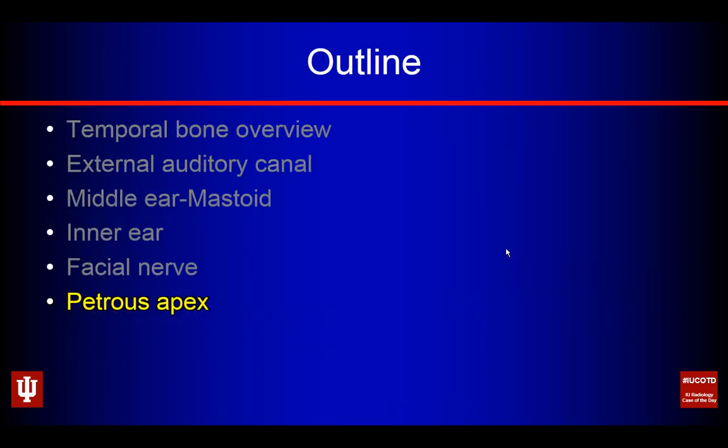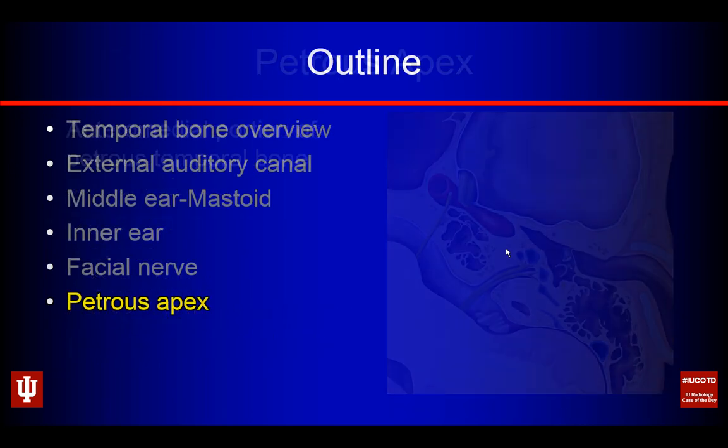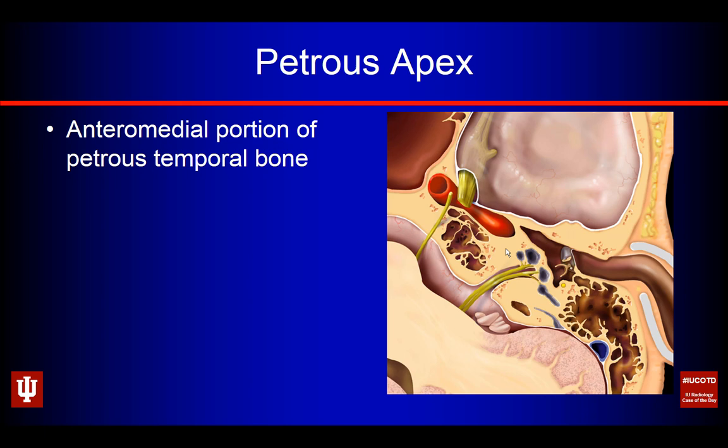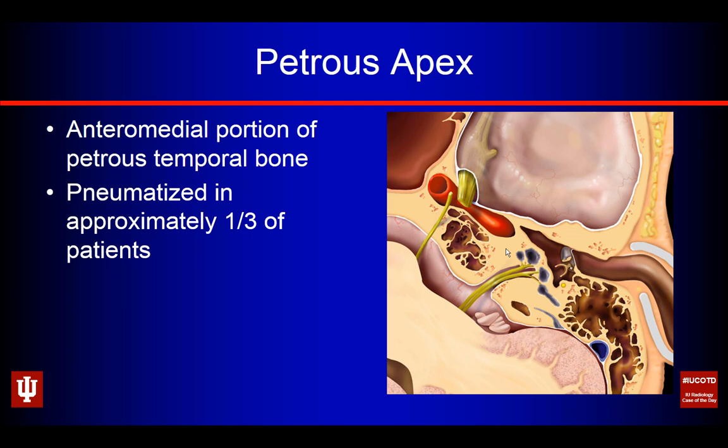All right, lastly, I'll talk about the petrous apex quite briefly. The petrous apex is found in the anteromedial portion of the petrous temporal bone. And about a third of the time, it's going to be pneumatized. We can see these pneumatized air cells. That means about two-thirds of the time, it's not.